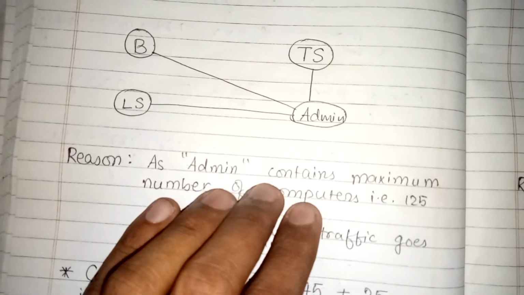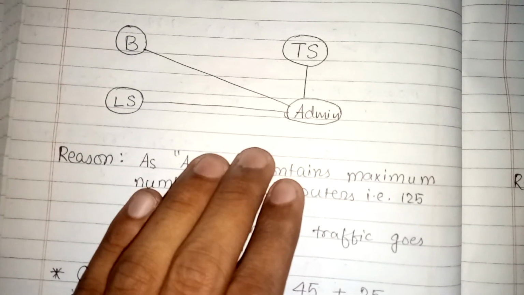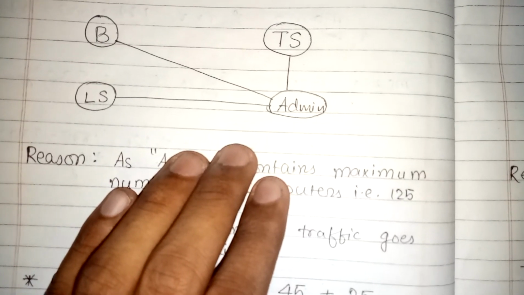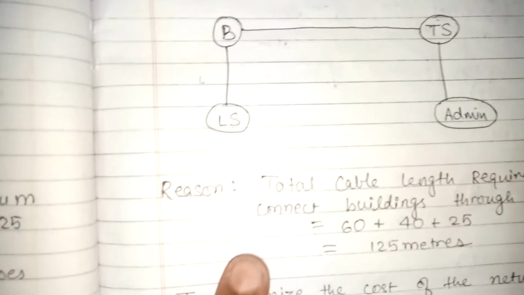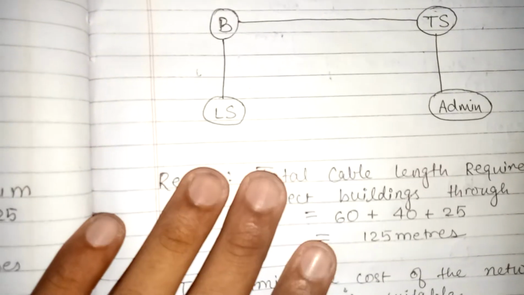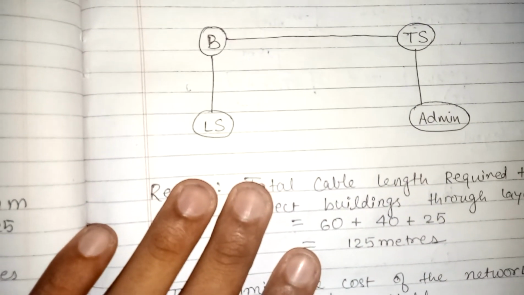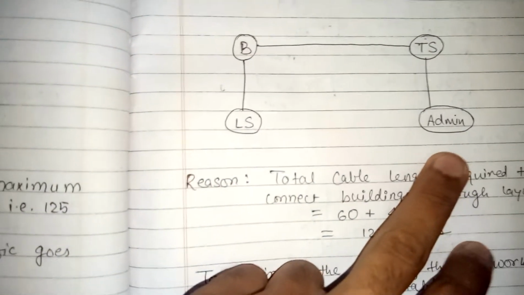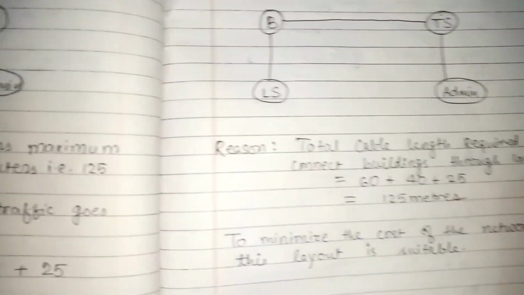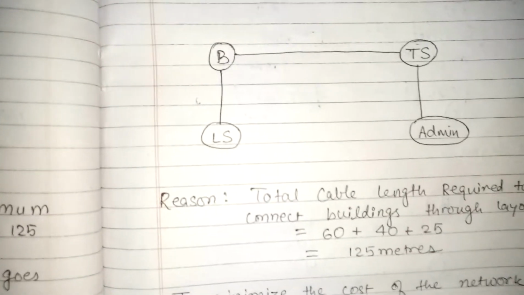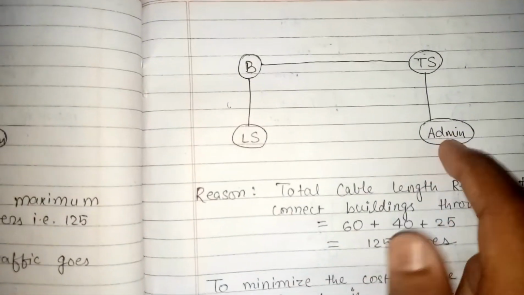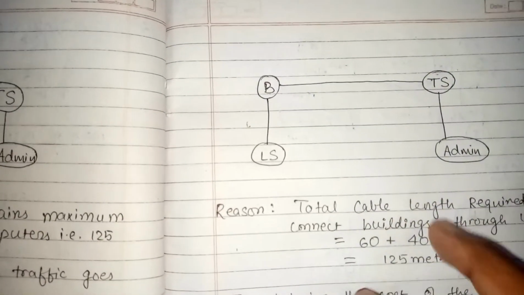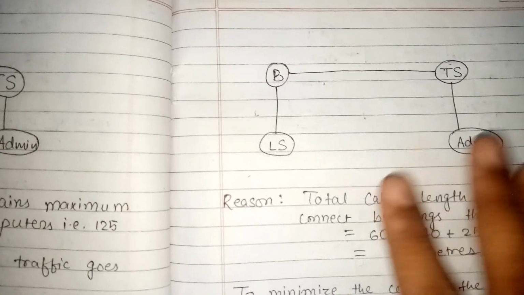It is more efficient, more reliable, but it is for a small network. That means we have to take this bus topology. Bus topology is for smaller networks. Bus topology is for simply connecting with a backbone. Here our backbone is admin. Actually, sorry, our backbone is this wire. These are the 4 computer buildings. All buildings are serially connected here. So this is a bus topology.